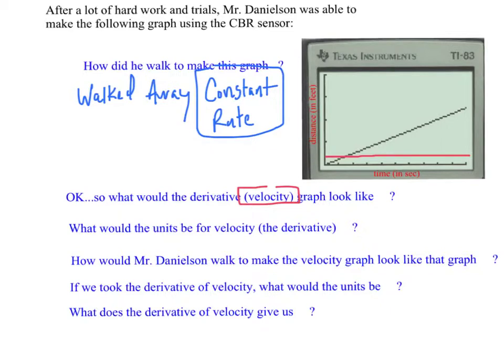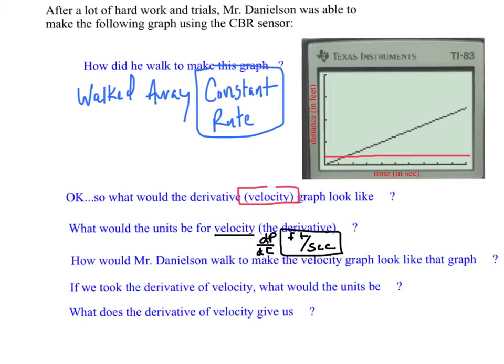Now the units for velocity: since it's the derivative of position, let's put P for position, dP/dt. My position is in feet, time is in seconds, so there's my units. We can use Leibniz notation, remember, since the velocity represents the derivative of position with respect to time. Position was feet, time was in seconds.